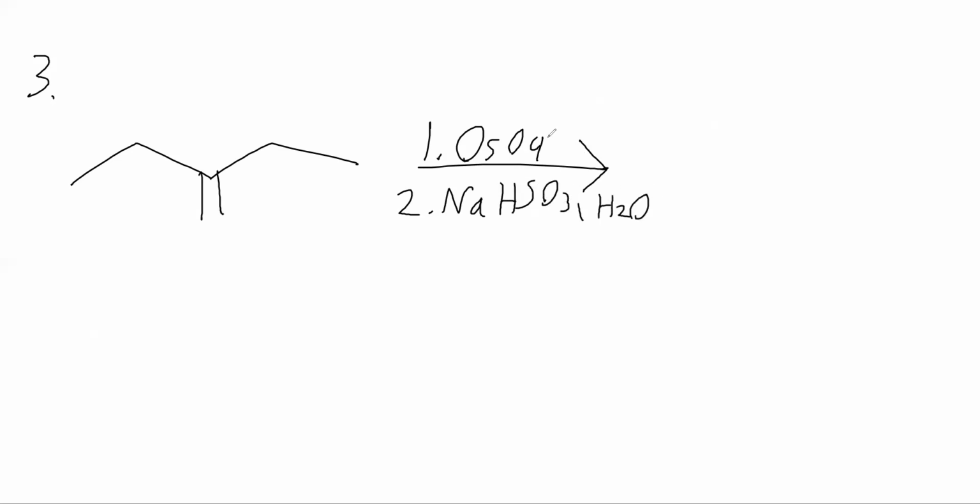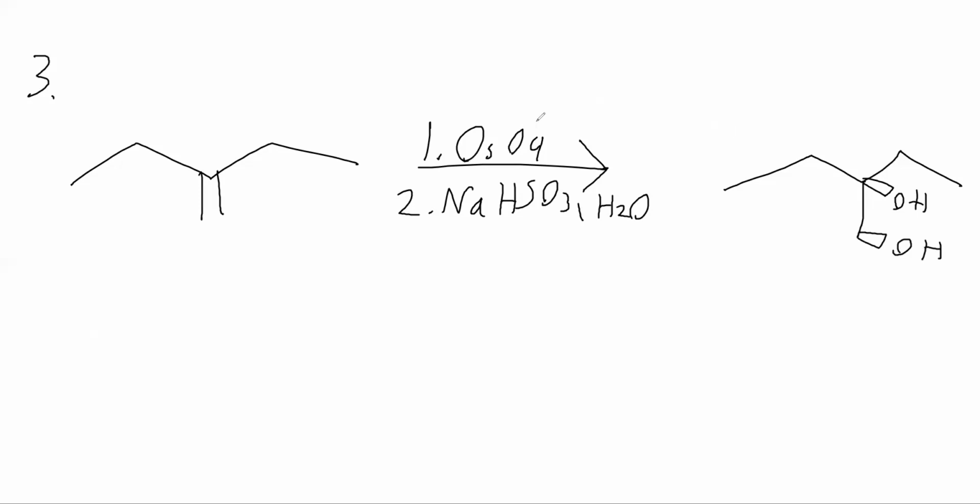Does anybody know what this set of conditions leads to? OsO4 in the first step, and then the second step, this stuff in water. Well, that is okay. I'll go over it if nobody knows. So this is going to lead to a 1,2 diol, and specifically it's going to lead to a cis 1,2 diol.